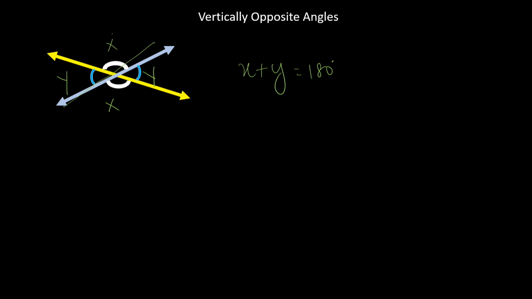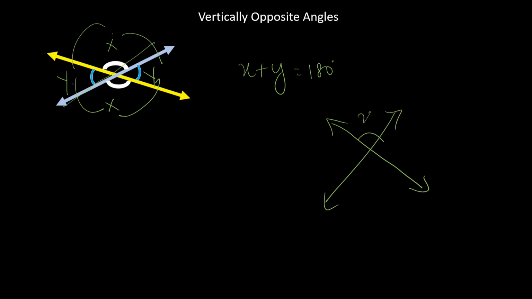If you take any x plus y, this x plus y will also make 180, and this x plus y will also make 180, and this x plus y will also make 180, right? And this is about vertically opposite angles. Vertically opposite angles form when two lines intersect each other at a point, right? If this angle is x, then this angle will be x, and this angle is y, and this angle will also be y, right?